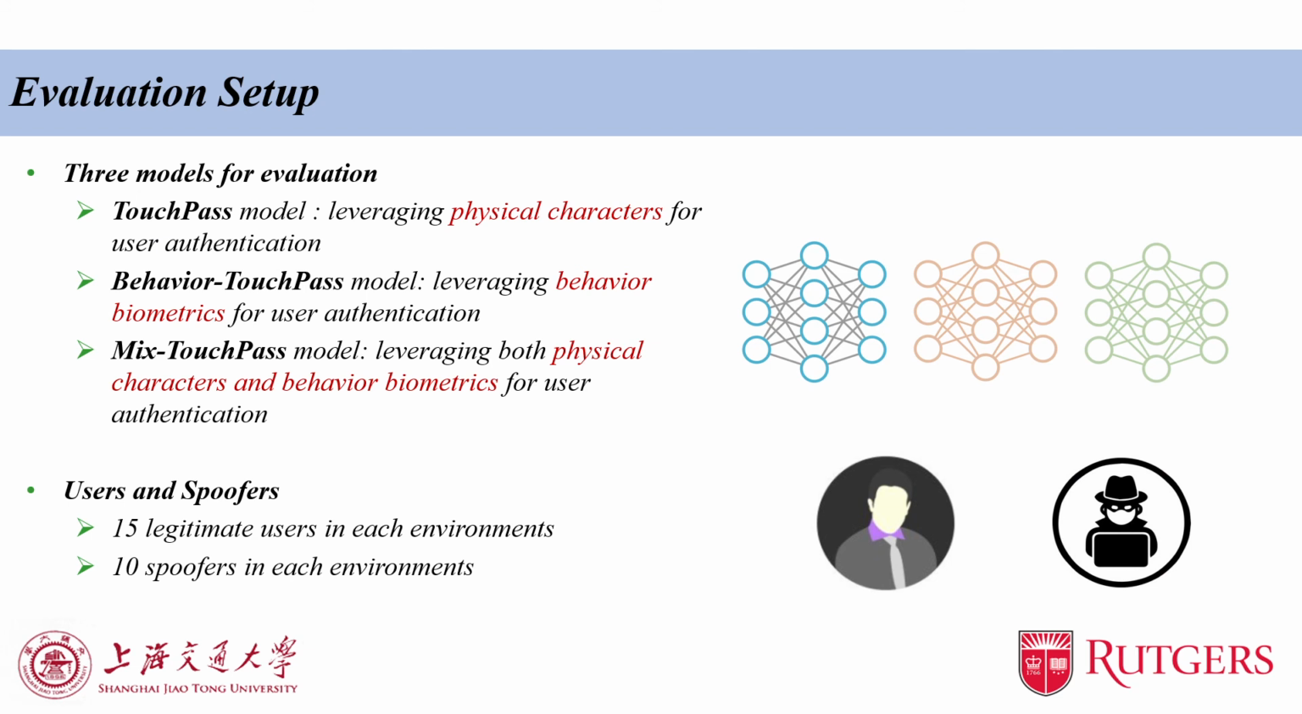To better evaluate our system, we built 3 versions of our system. The original TouchPass model used physical characters for user authentication. The behavioral TouchPass model used behavioral biometrics for user authentication. And a mixed TouchPass model used both the physical characters and behavioral metrics. And we have our volunteers play the roles of both legitimate users and also spoofers.